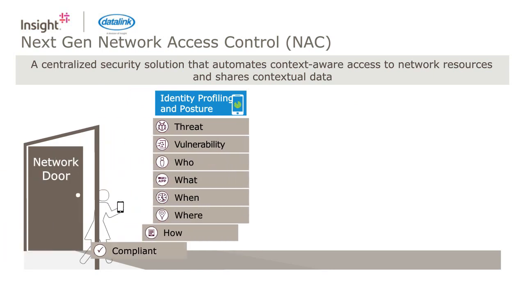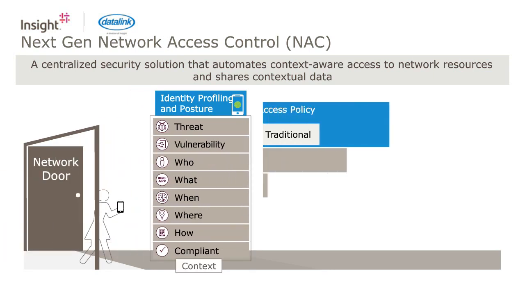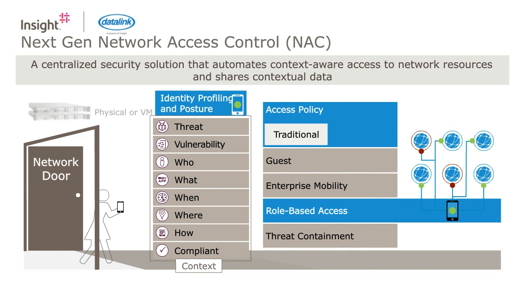So our next-gen access control model is essentially a centralized security solution that automates context-aware access controls to network resources and can also share that visibility and contextual data with other components about the network. So this is a centrally managed solution based on the contextual information we gathered.